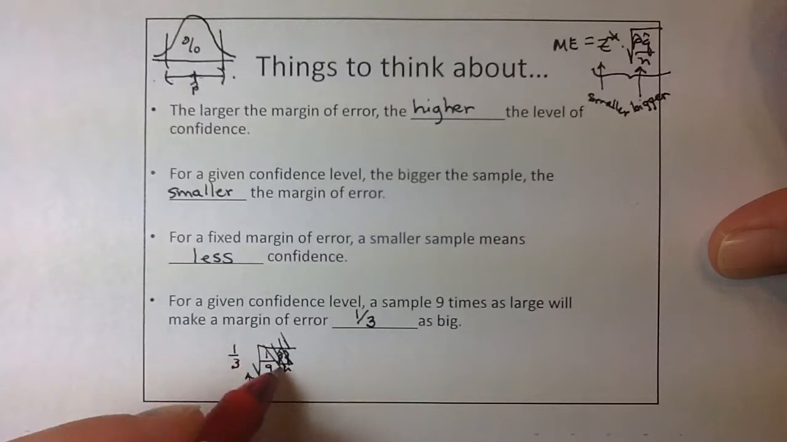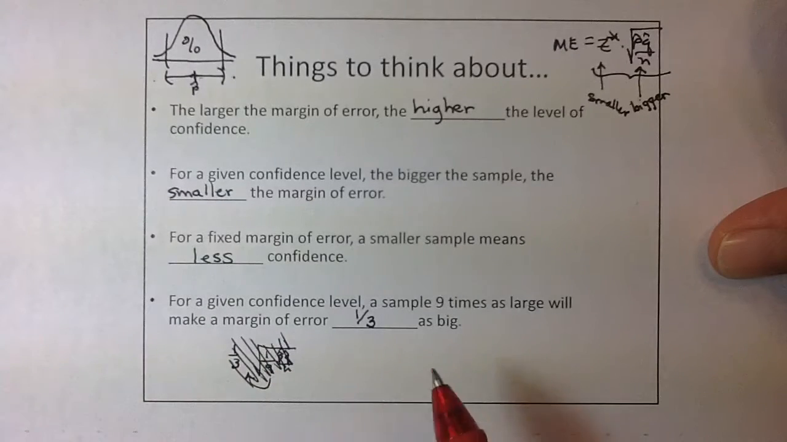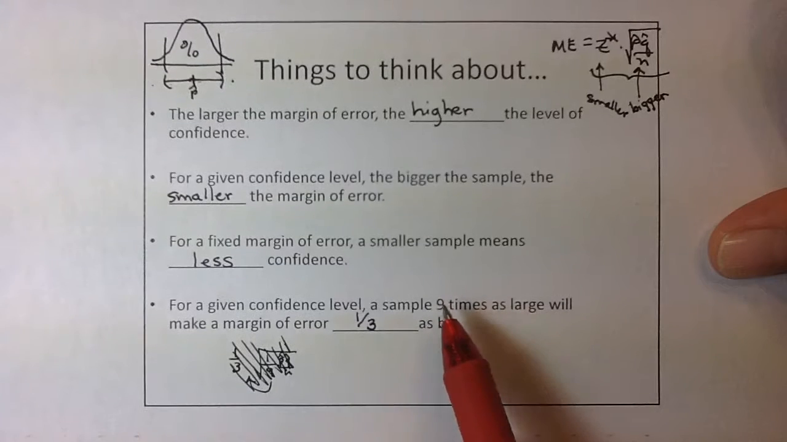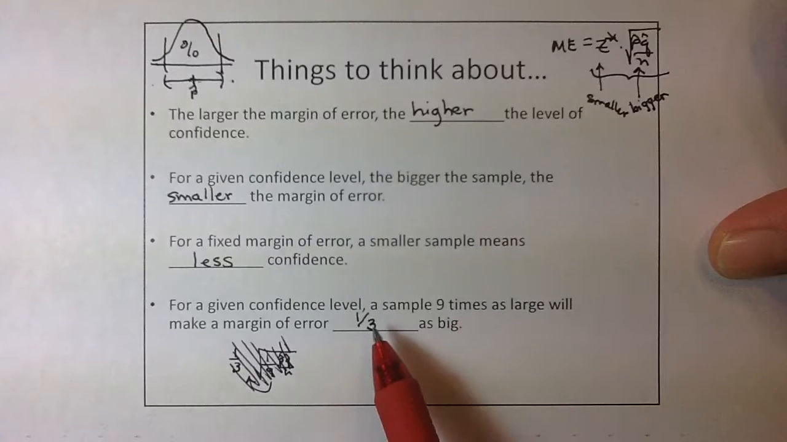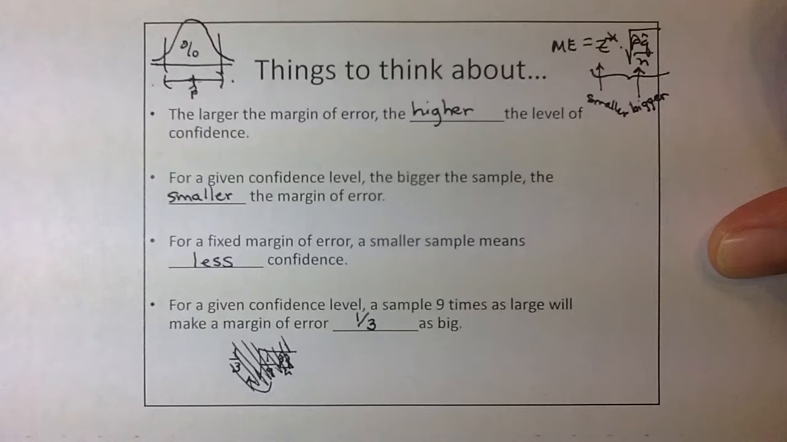Algebraically, that's not particularly pretty, but you have the rule for that back on an earlier page. You take the square root of your sample size scale factor and then take the reciprocal of that for the margin of error. So the square root of 9 is 3, and 1/3 is the answer.